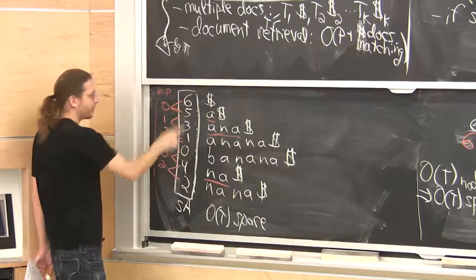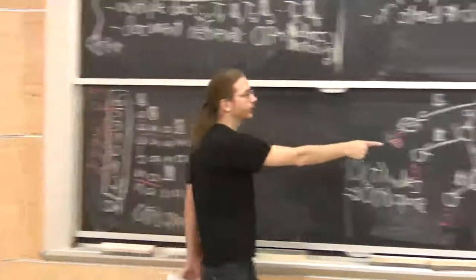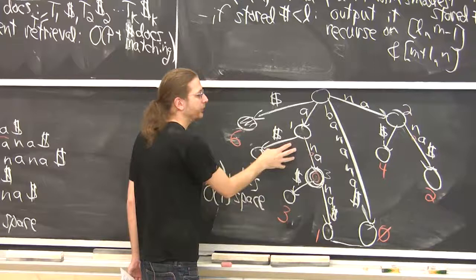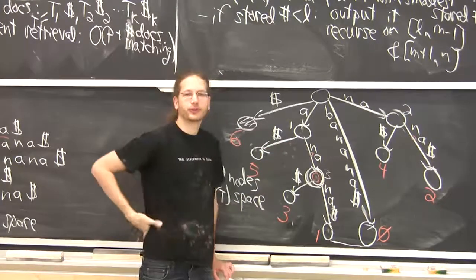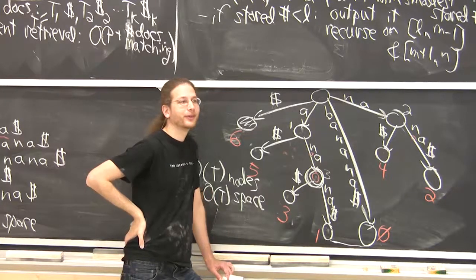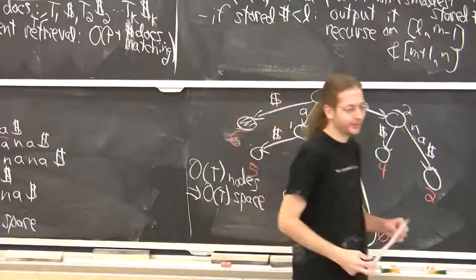I claim if you have this suffix array and this LCP information, you can build this structure. Anyone want to tell me how to build this using this? So a 1-word or 2-word answer that we saw, I think, last class. But we saw a lot of things last class, so it's maybe not obvious.